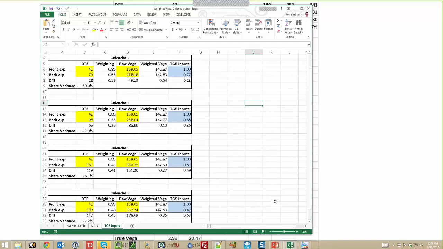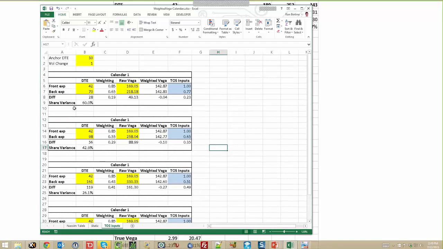The last thing over here is something that you can essentially use. You've probably seen something almost identical from Paul Demers, when he did his presentations on wanting to know what he can change his TOS inputs to when he's putting in a calendar. So again, the way that works over here, anchor DTE, if you recall, is more or less irrelevant. Use 30, use 90, use 1, use whatever you want. It will more or less be the same.